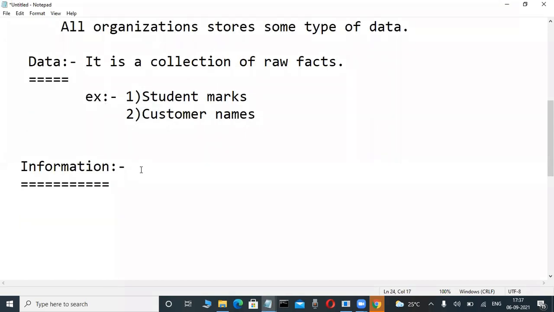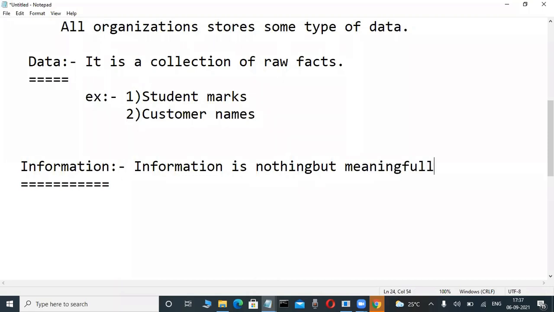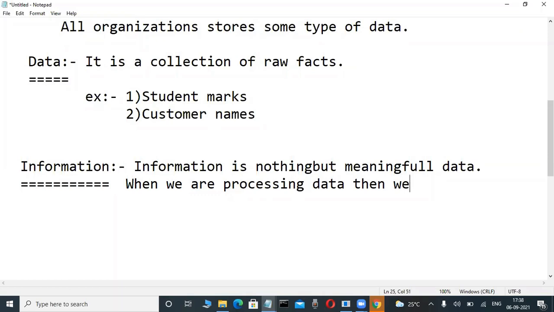Write this definition, information. Information is nothing but meaningful data. Now slowly observe it here. Otherwise, write some extension also, because you are a first-time newcomer. Write it. When we are processing data, then we are achieving a meaningful result.